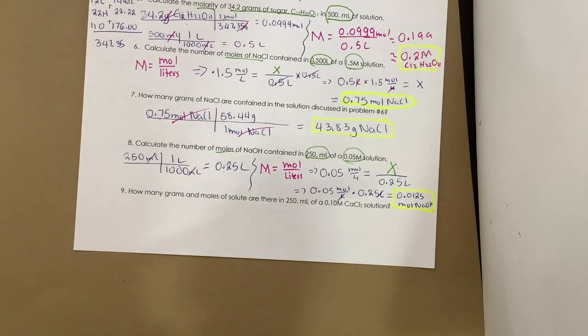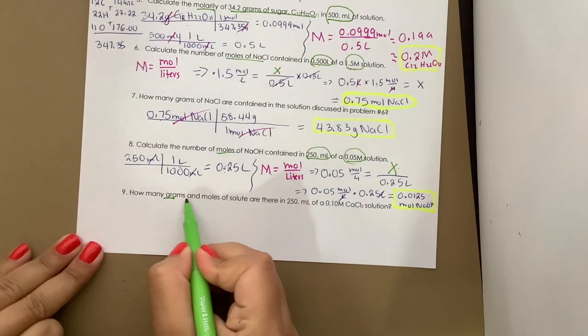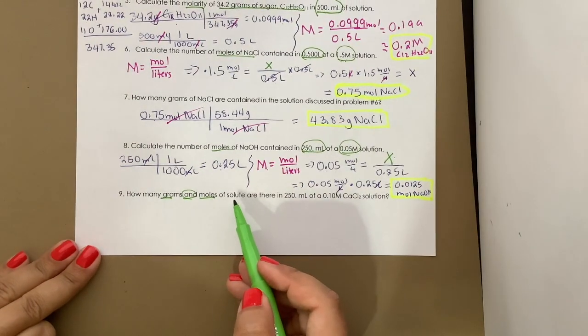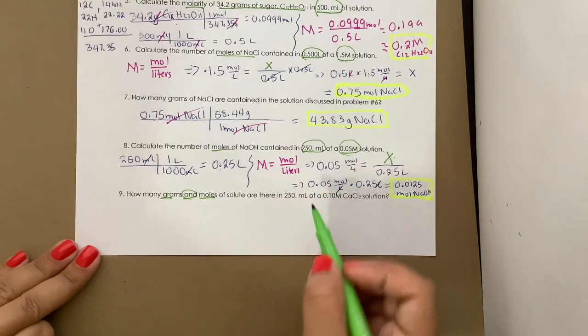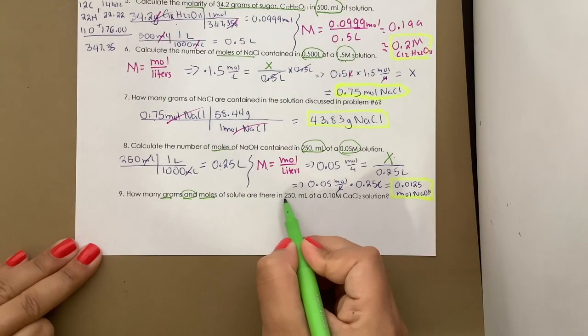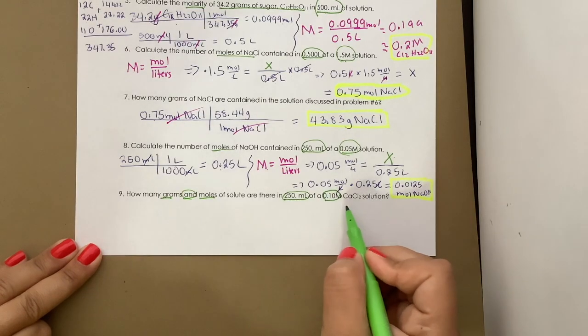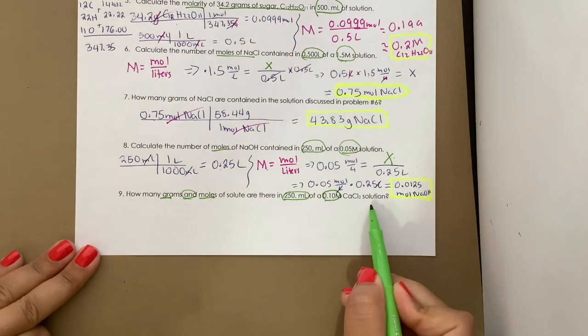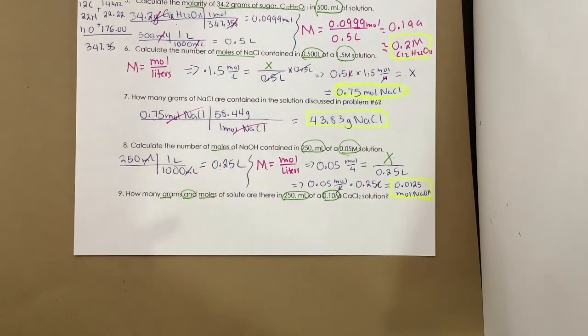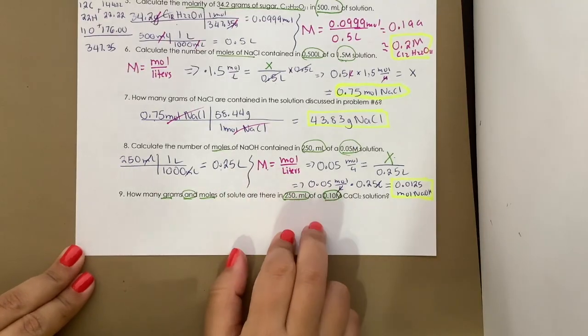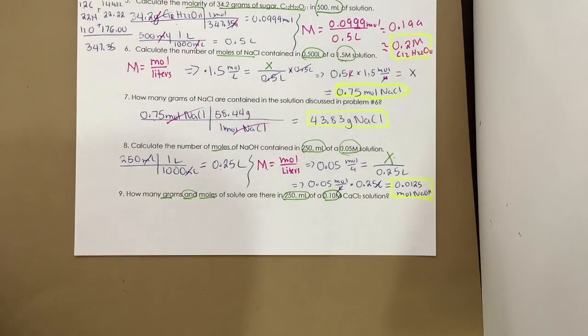And the last problem says, how many grams and moles of solute, remember solute is what we're adding, are there in 250 milliliters of a 0.1 molar calcium chloride solution. Okay, so here, a lot of information. They're asking us for 2 things and they're giving us 2 things. So we're going to do one thing at a time.